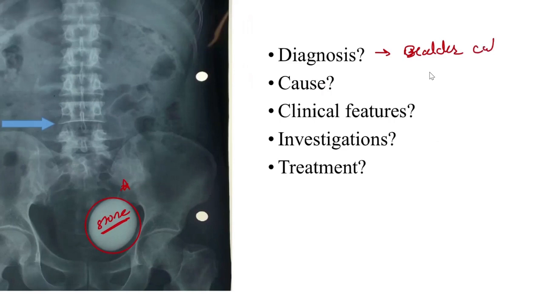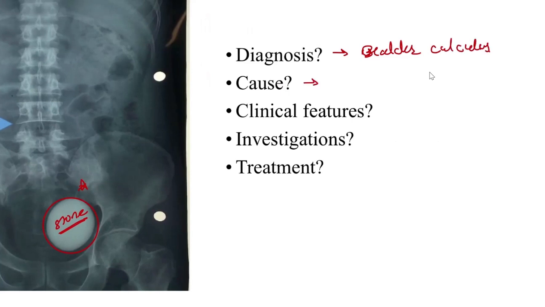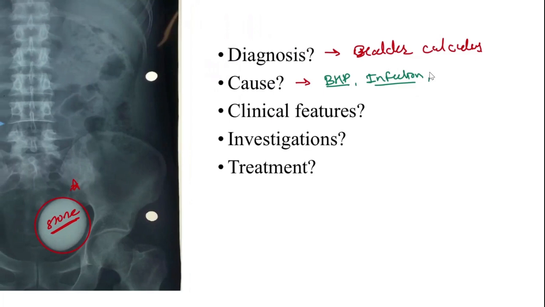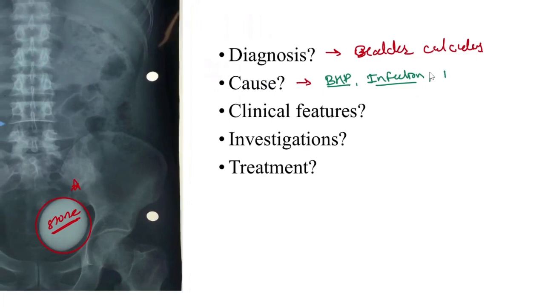So what are the causes for the bladder calculus? That is mostly associated with bladder outlet obstruction. So what are the causes of bladder outlet obstruction? It can be due to benign hypertrophic prostate, or it can be associated with recurrent infections. Bladder stone can be associated with a foreign body like prolonged catheters.